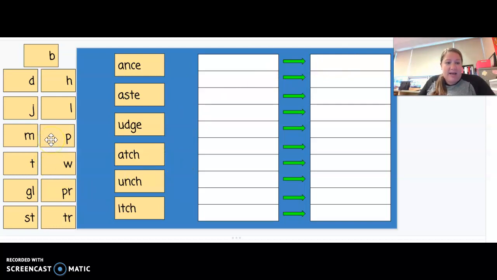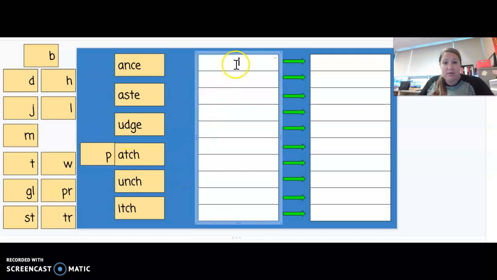The letter P, I know, can be made into a real word with the vowel consonant consonant consonant of A-T-C-H. My word I created is patch. This is a real word, and I will type that real word in the first box. P-A-T-C-H.